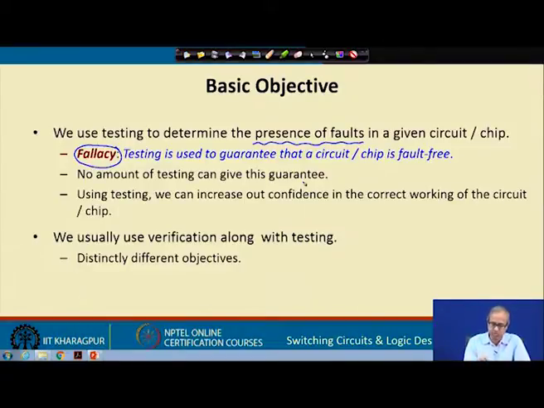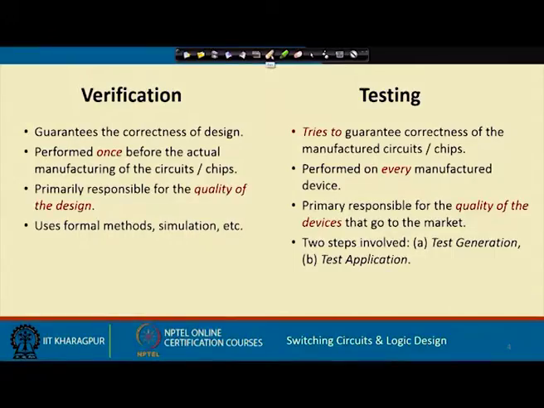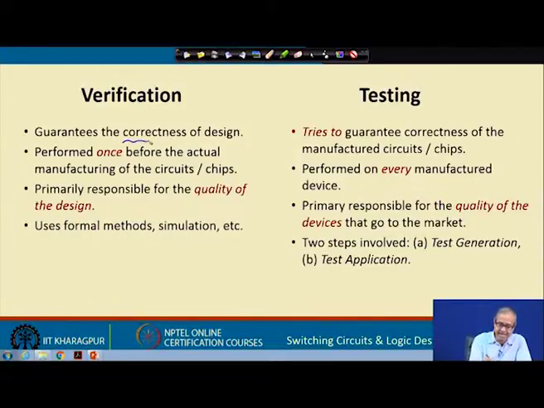But however, what we can do using testing is increase our confidence in the correct working of the circuit. That is why we use testing. And along with testing, we use another term called verification. Let us briefly talk about what are the main differences between testing and verification. Verification talks about the design. We want to ascertain whether the design is correct or not, not the actual hardware. Design we can do on a piece of paper, say a function minimized using Karnaugh map, that is an example of a design. Okay. So, verification concentrates on the design and it can guarantee the correctness of a design.